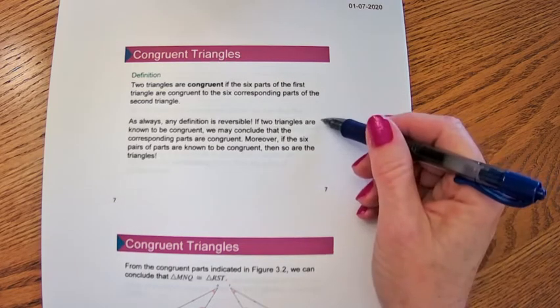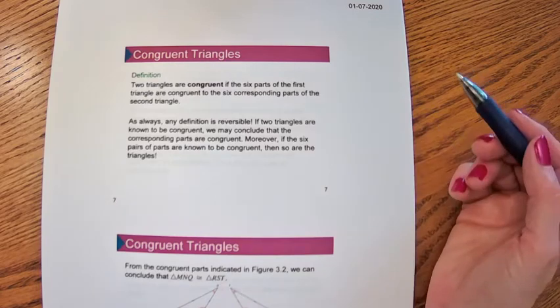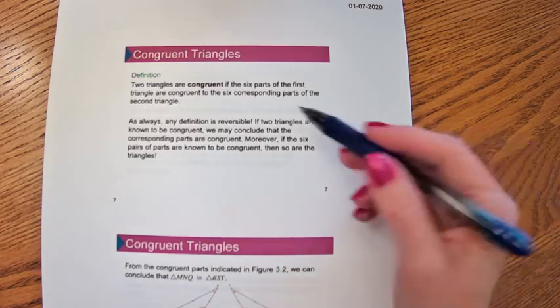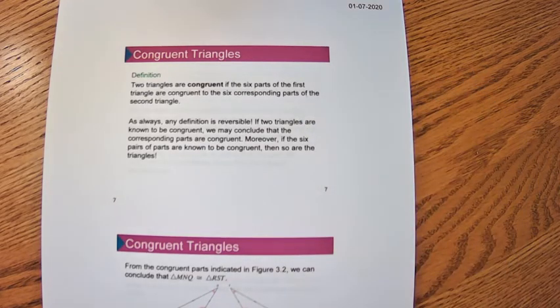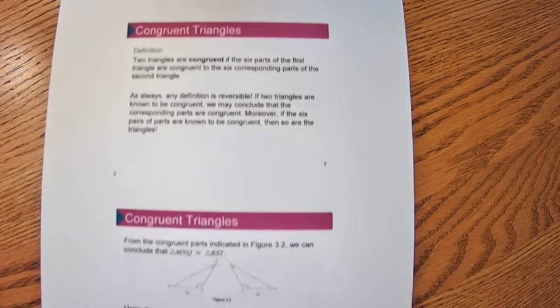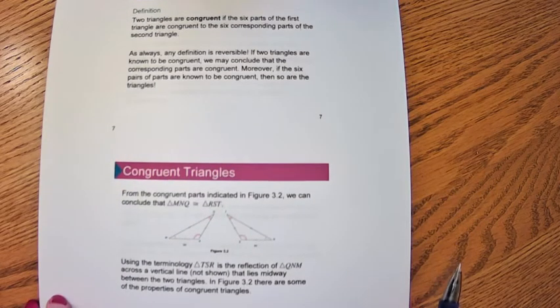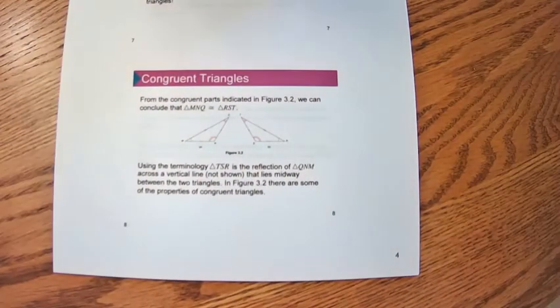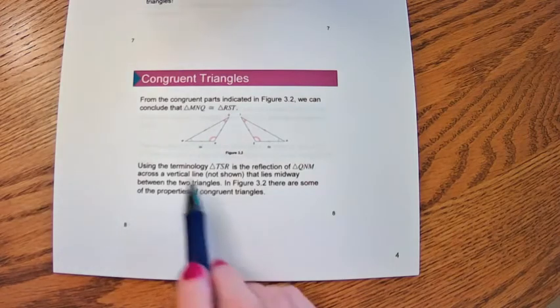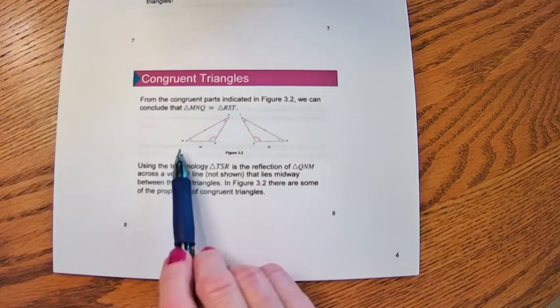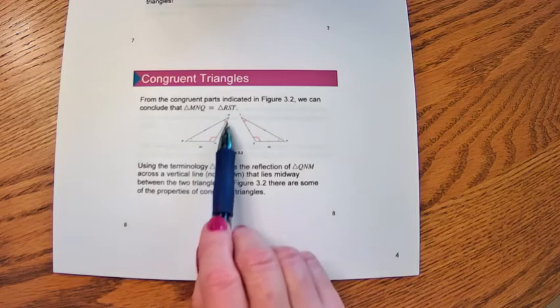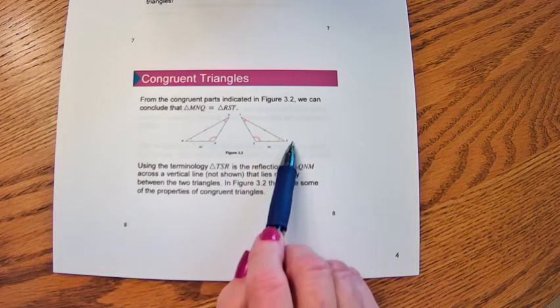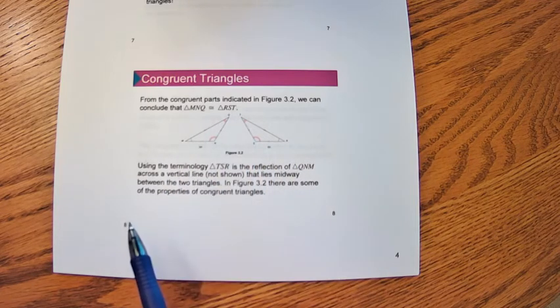So, as in other definitions, this is also reversible. So if all 6 parts are congruent, then the triangles are congruent. So here, if we were to look at these triangles, here we have triangle MNO and triangle RST.